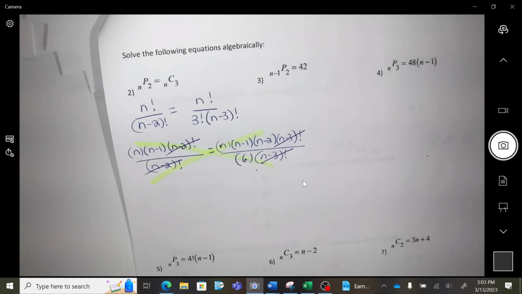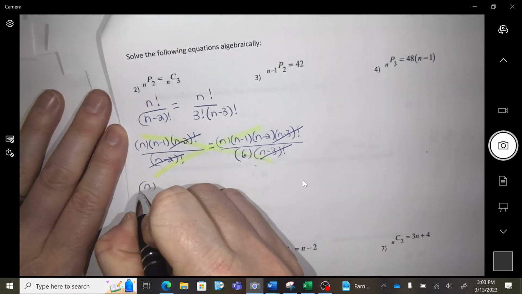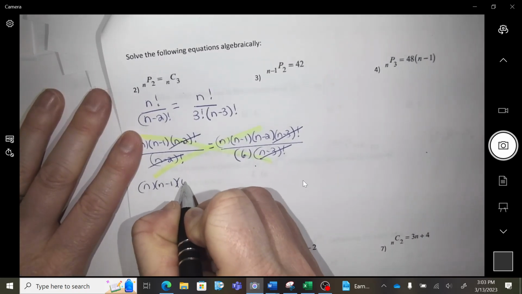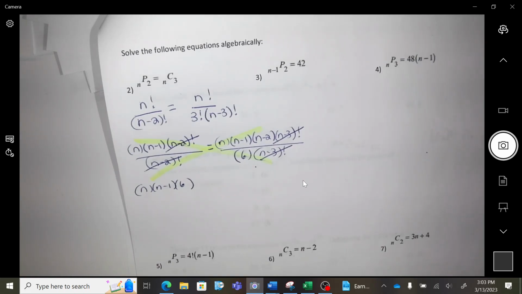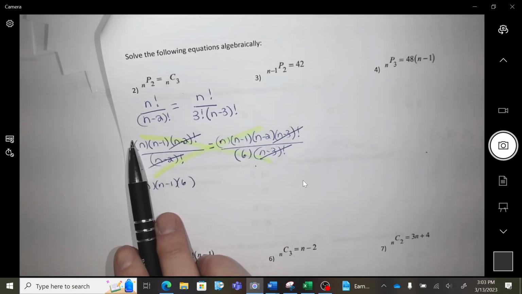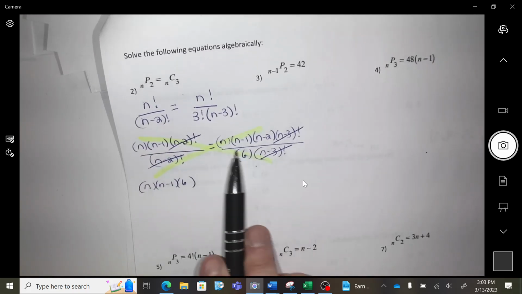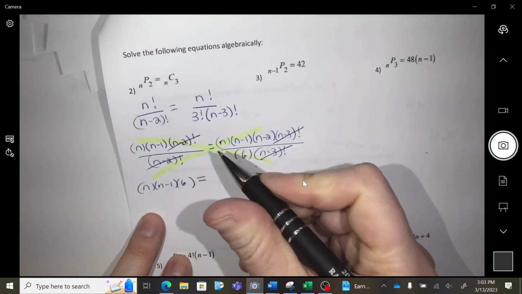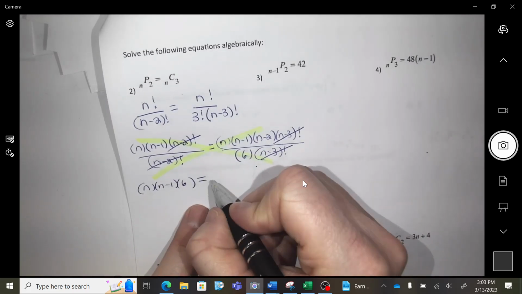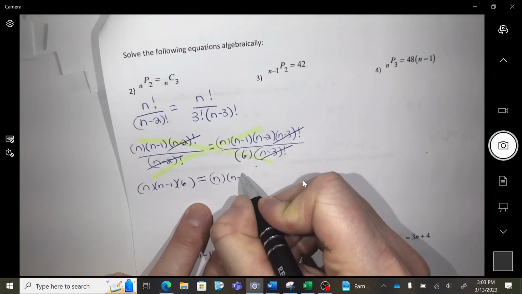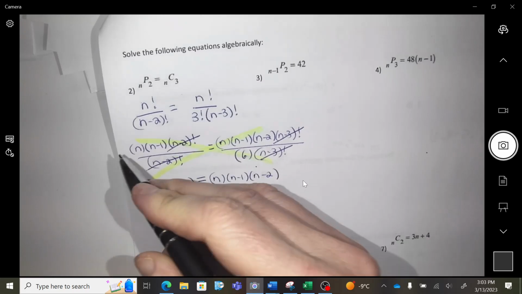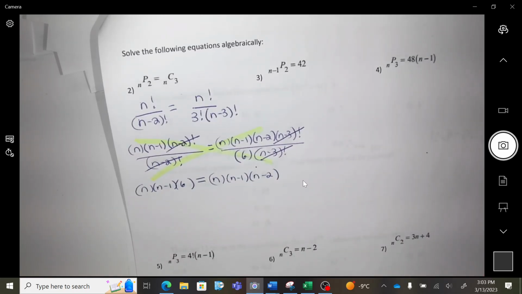Okay, I'm now going to cross multiply, but I'm not going to do anything crazy. I'm just going to write them down. So n minus 1 times 6. You see that set? I didn't simplify anything yet. n minus 1 and then times the 6. Equals n minus 1 and an n minus 2. On the other crisscross, you see my crisscross pattern?